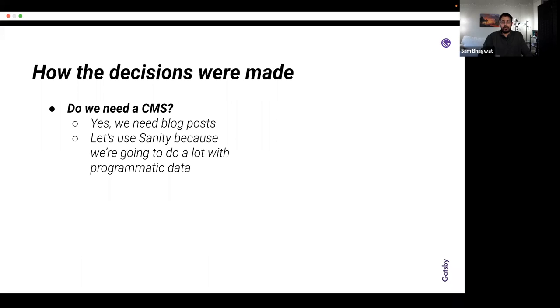Again, the questions. So the first one was, do we need a CMS? And the answer was yes, because we are going to need blog posts to increase our organic user acquisition. They also wanted to do a lot with programmatic data. So they wanted to basically auto-generate specific kinds of pages. As a result, they wanted to use Sanity because they found it easier to feed the data into their CMS, and then maybe edit in the CMS and then generate pages programmatically from that.